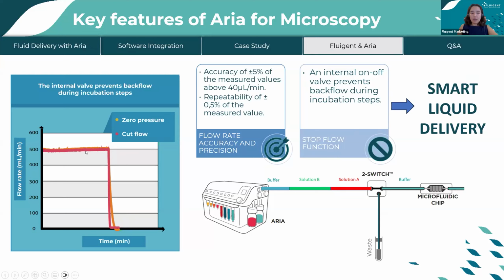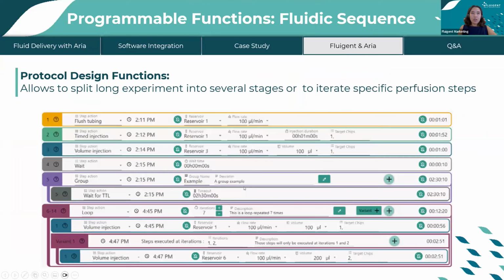I find it a very useful feature because you don't have to calculate all of the tubing internal volumes. It is done automatically in the software, and you only care about the protocol that you're designing. And Aria does the rest.